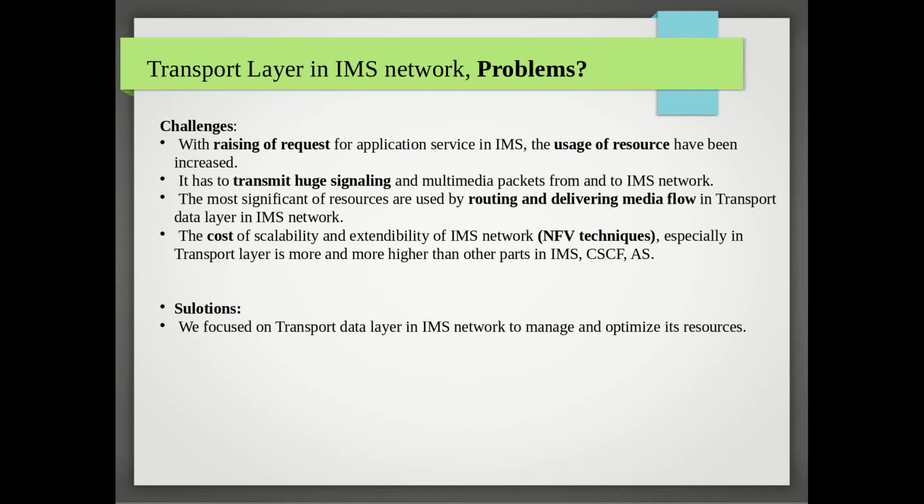We have some problems in the transport layer in the IMS network. With the rising requests for application services in IMS, resource usage has increased. The ingress and egress nodes in IMS are critical points and could potentially become bottlenecks, because they have to transit huge signaling and multimedia packets from and to the IMS network. The most significant share of resources is used by routing and delivering multimedia in the transport data layer in the IMS network.